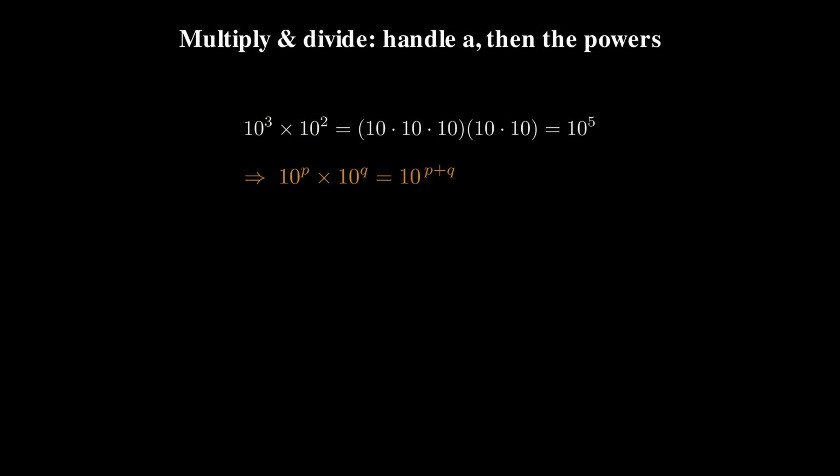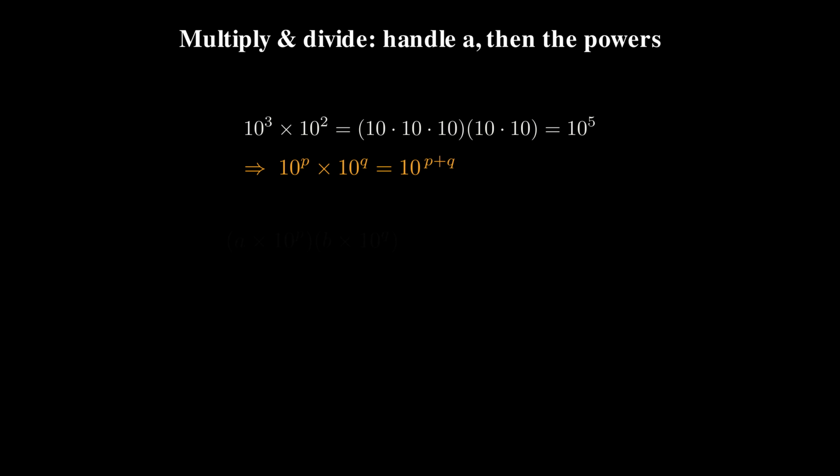Now the arithmetic, starting with multiply and divide. And the reason is pure index law. 10 cubed times 10 squared is 3 tens multiplied by 2 more tens. 5 tens altogether, 10 to the 5th. So multiplying powers of 10 just adds the exponents. That's the engine behind everything here.